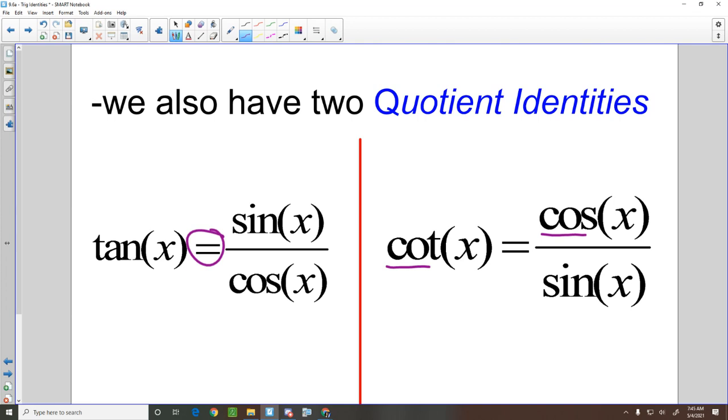But these are called the quotient identities because quotient simply means division. And so you can see that these are being divided, right? Cosine divided by sine or sine divided by cosine. Their quotient is either the tangent or the cotangent.